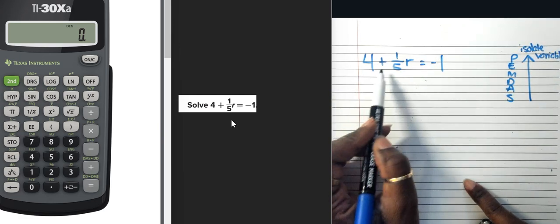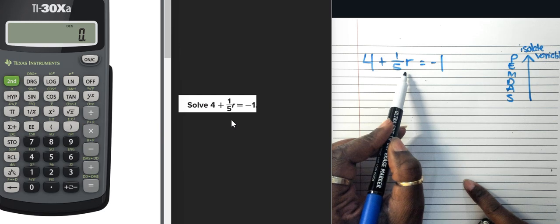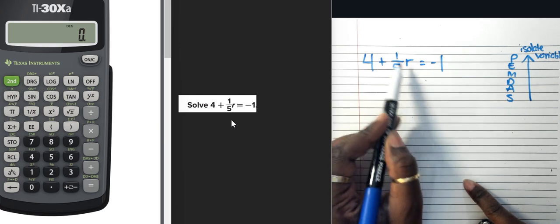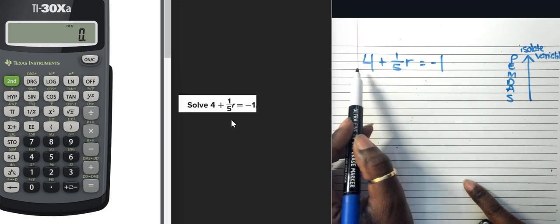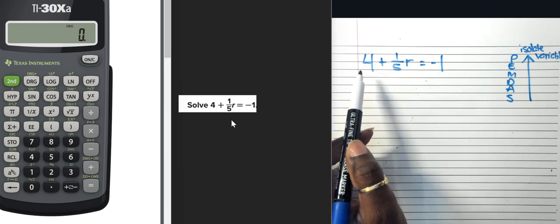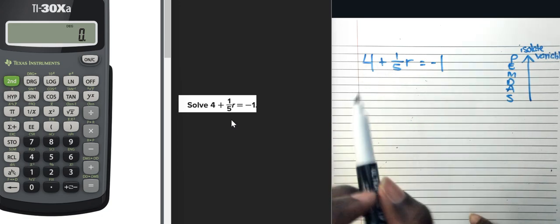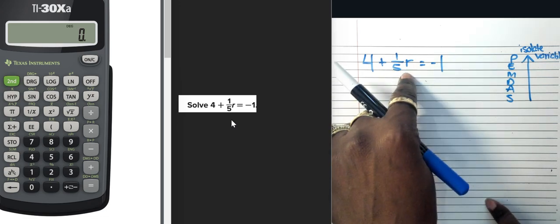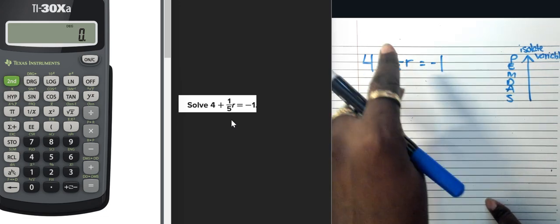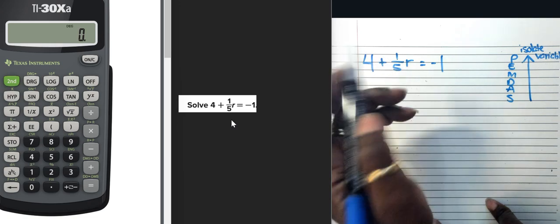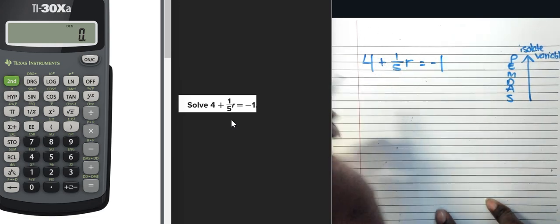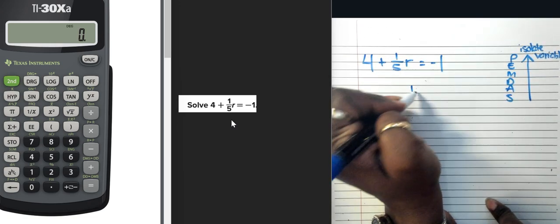So again, I noticed that the r is not by itself. I see that we are multiplying by 1/5, and then I'm adding 4. But I'm going to show you that other way that I was telling you about. So when I look at it the other way, instead of looking at it as 1/5 times r, I'm going to actually place this because this is the same thing as saying r over 1, right? So let me show you what I mean.